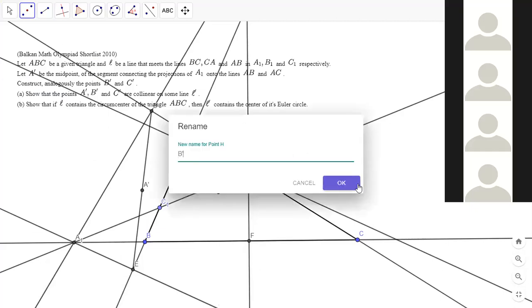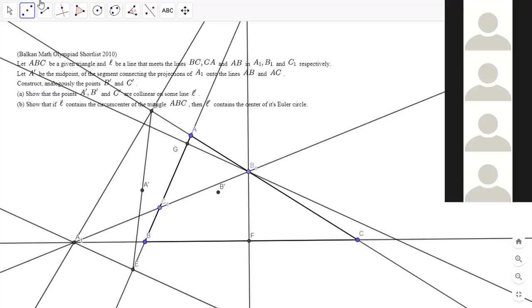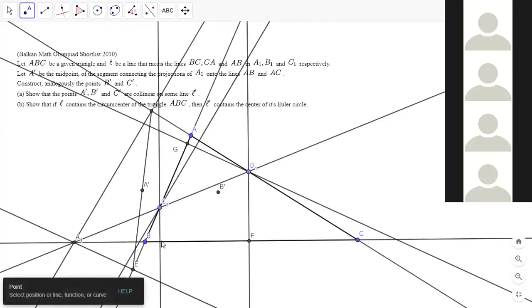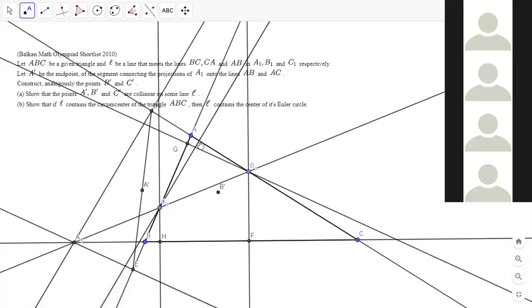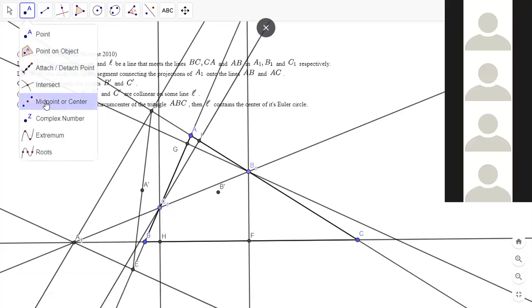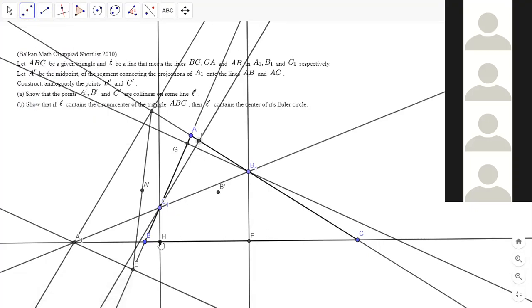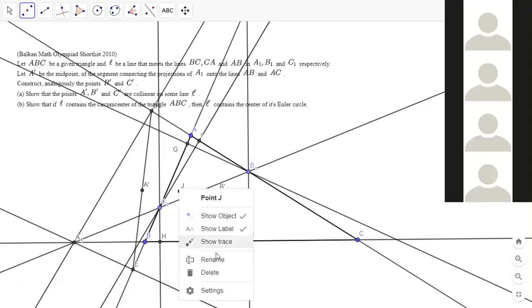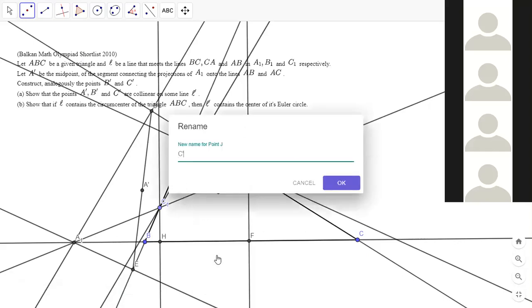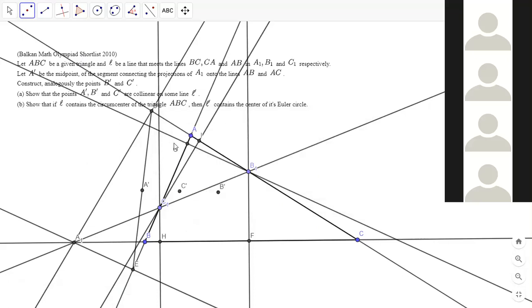And then I do the same with C1. So I drop perpendiculars onto BC and AC. And then I take the midpoint. This didn't turn out as bad as I thought it might have. It's still messy, but I thought maybe it would be even more messy than this. So we want to show that A prime, B prime, and C prime are collinear.